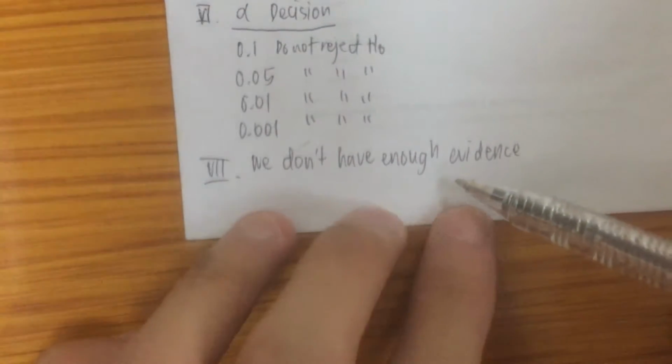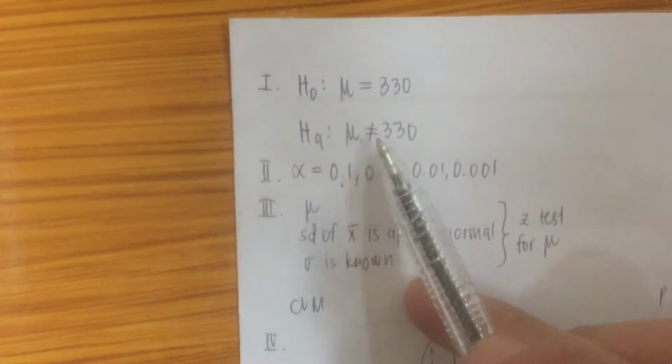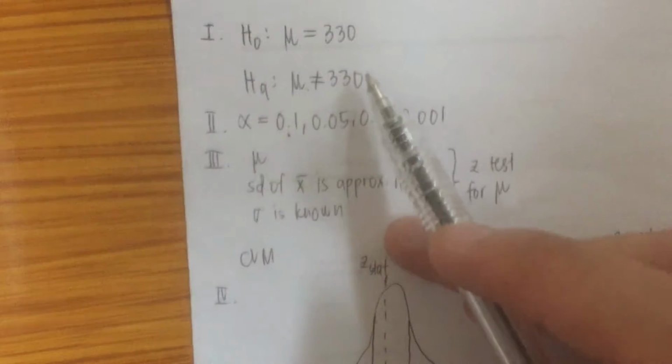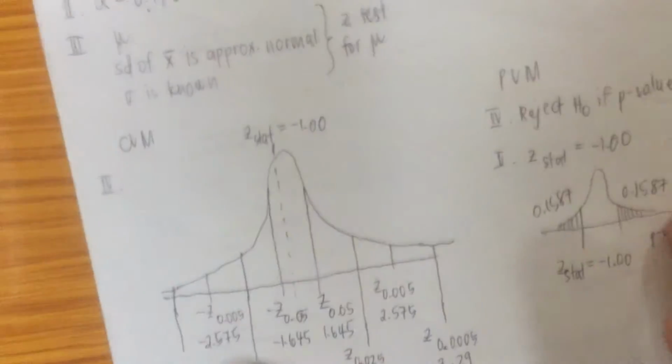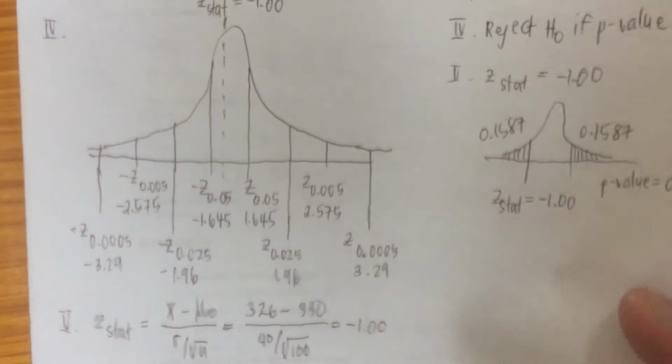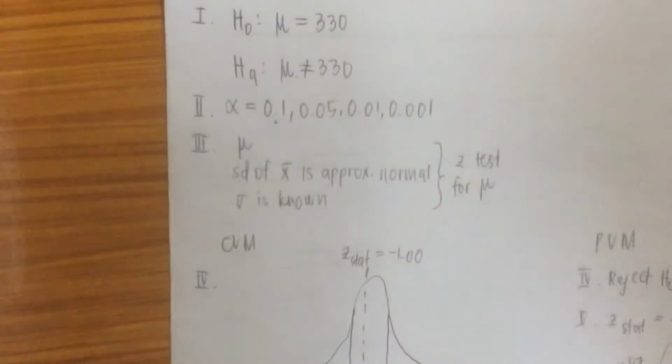You don't have enough evidence to support the claim that the average number of boxes sold for all the stores of the company is not 330 boxes. So that's the p-value method for the two-sided not equal to test. So we're now done discussing the different variations for the z-test for means. Now we can proceed to the second test, which is the t-test.